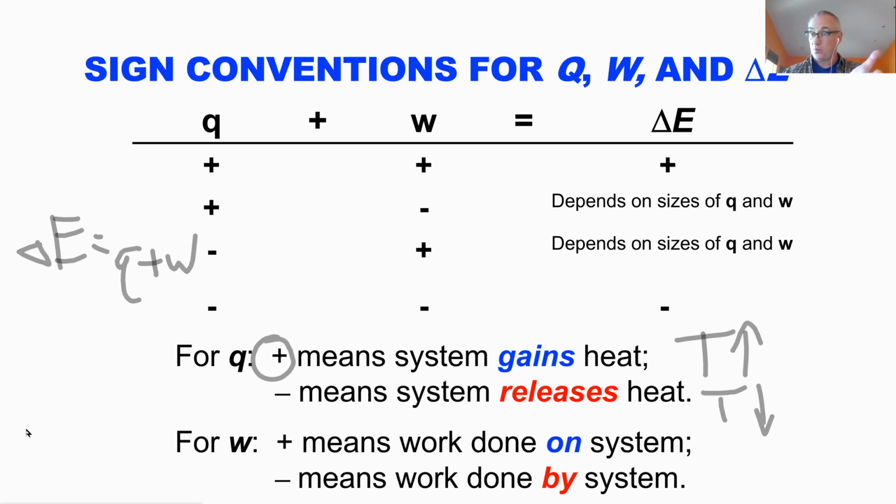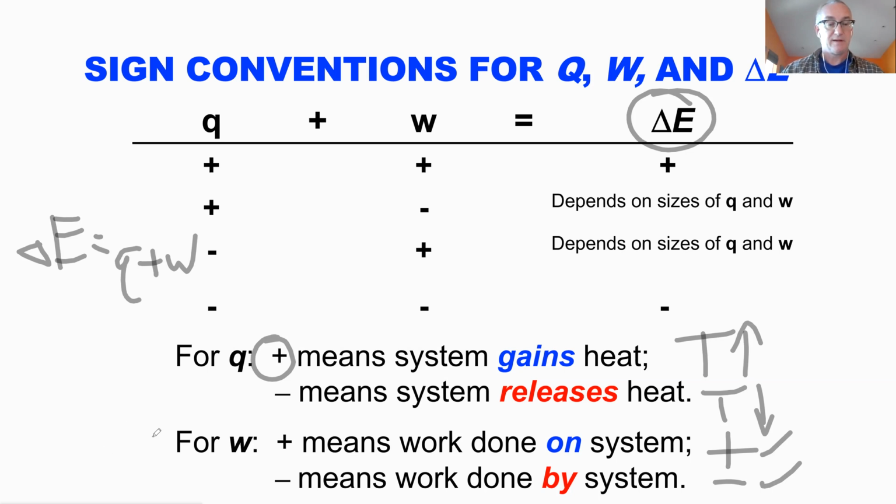Now for W, for work, just as I mentioned, if the system is doing the work, then that is negative. But if the surroundings are doing work on the system, that's positive. So if the energy of the system goes up because of work, it's positive. And if the energy of the system goes down because of work, it's negative. And so we have to add these two things together to find out whether the total change in energy is positive or negative. We have to sum Q and W.